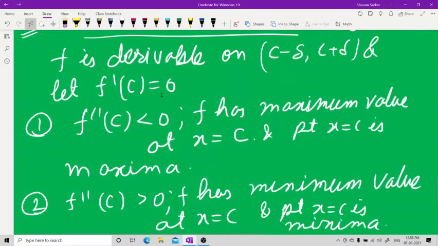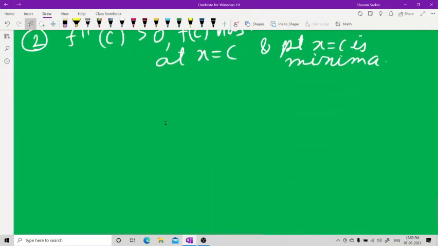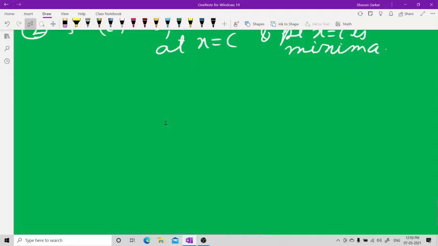So f dash c is 0, and if the second derivative is less than 0 at this point, then the point becomes a local maxima, and the value of the function at c, that is f c, becomes the maximum value. Let me write it: f c at the point c. Similarly, f c has a minimum value.